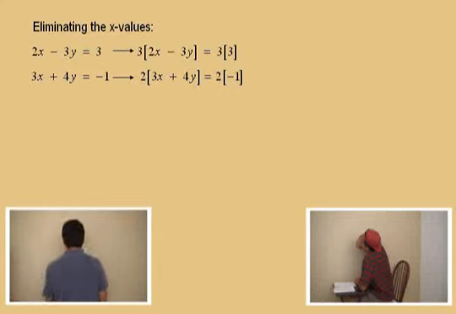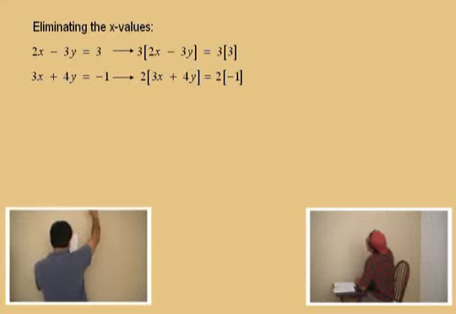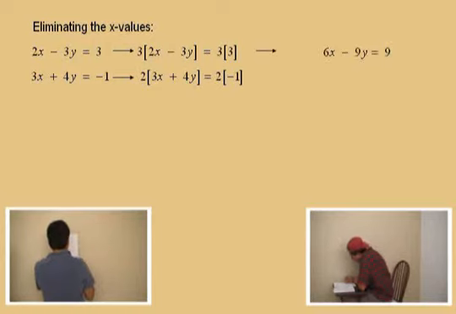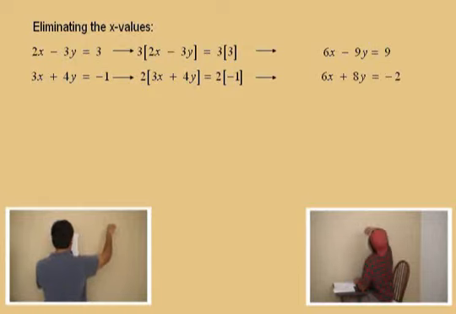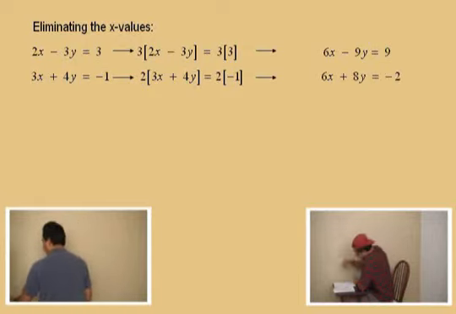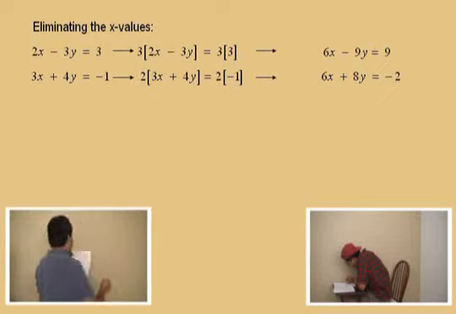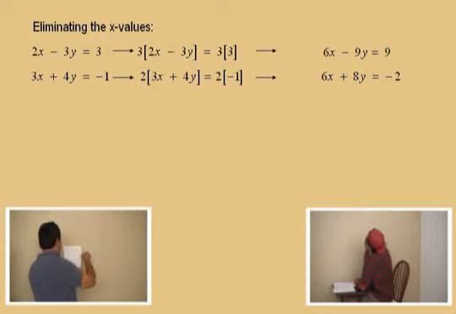Okay, now we got to do our distributive property. So what does our top equation become, Charlie? 6x minus 9y. That's right, 6x minus 9y equals 9. And the bottom equation becomes what, Charlie? 6x plus 8y equals negative 2. Very nice, Charlie. There we go. So now there's our two equations. Okay, it's set up so we can eliminate the x's.